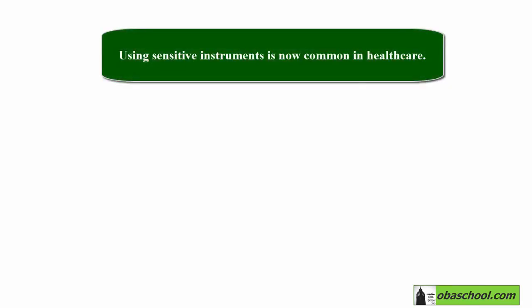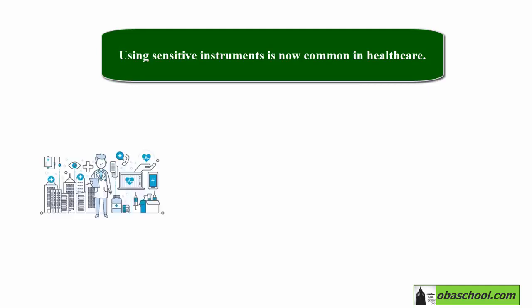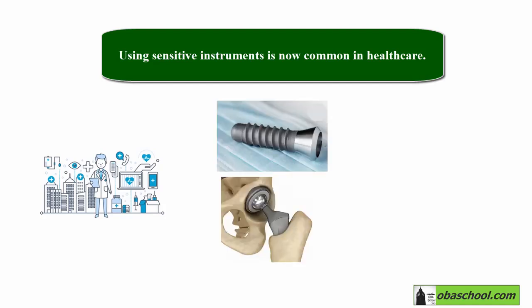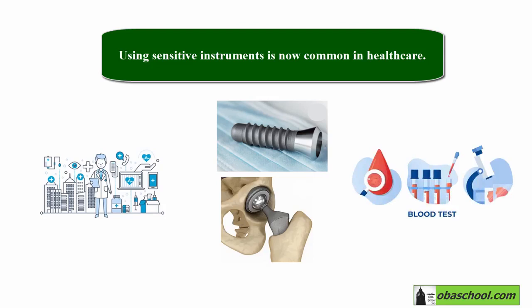Using sensitive instruments is now also common in healthcare. For example, healthcare agencies will check if titanium alloy hip replacement joints are still in good condition. To do so, they will check the blood of patients that have received the new hip joints, and they will test for any traces of metal ions originating from the metal alloy.